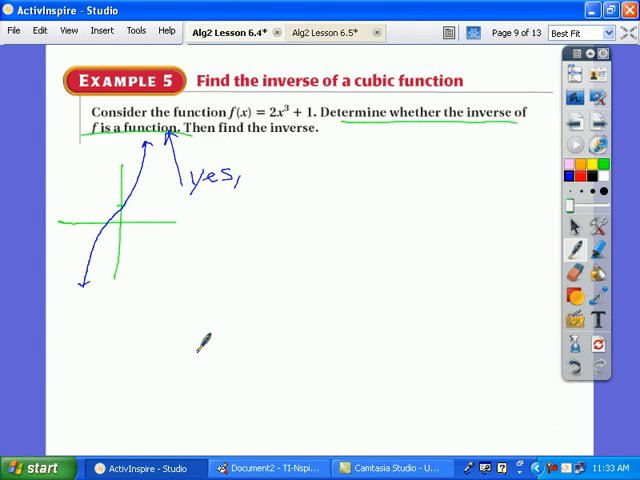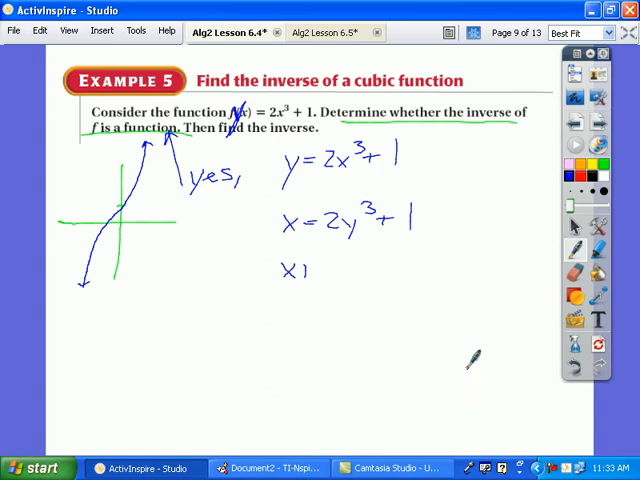So now how do I find the inverse? That's the next question. So this f of x is really just like a y. So this really says y equals 2x cubed plus 1. And now the rule is I switch x and y. So x equals 2y cubed plus 1, and I solve for y.